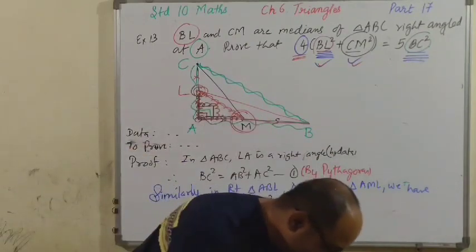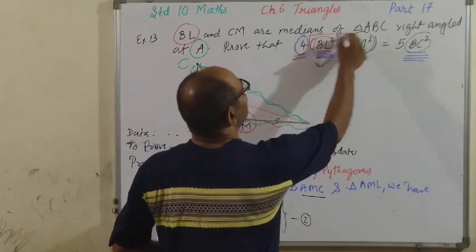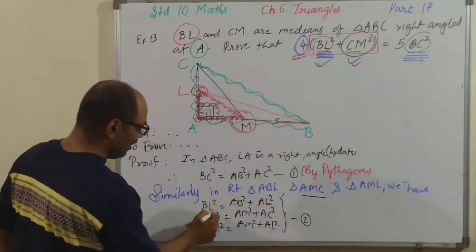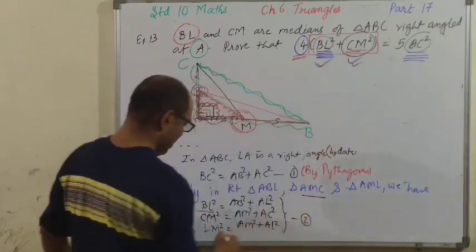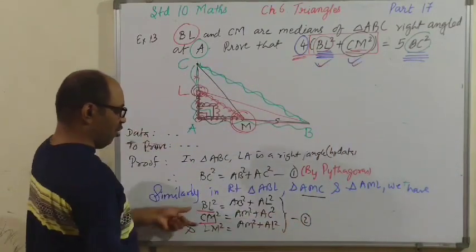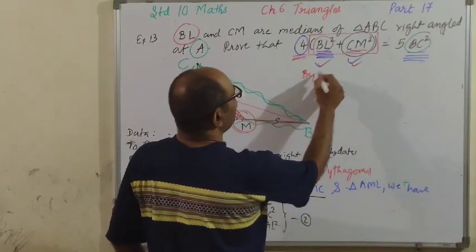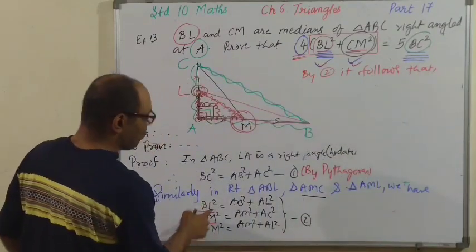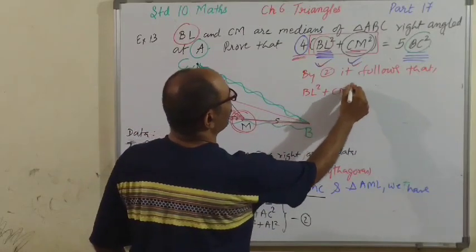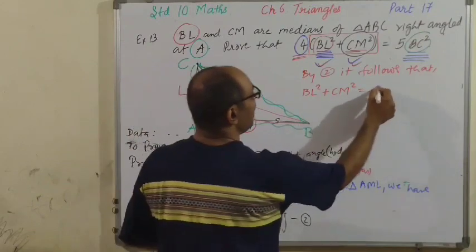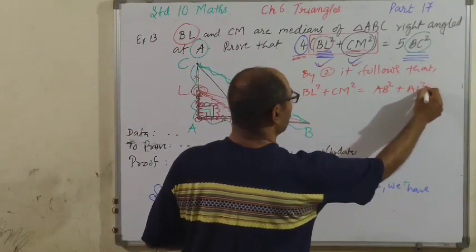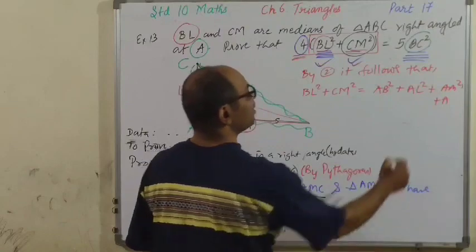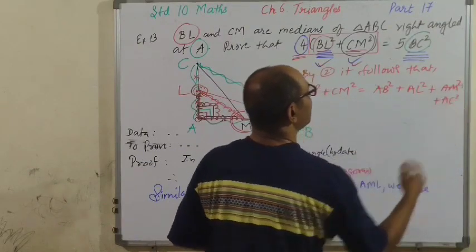Is that clear? Now, I can get what we have in the bracket of left hand side. I can achieve that. Why? Because where is BL? BL is here, and where is CM? Here. So by 2 it follows that BL square plus CM square is equal to, right hand side, AB square plus AL square, plus AM square plus AC square.